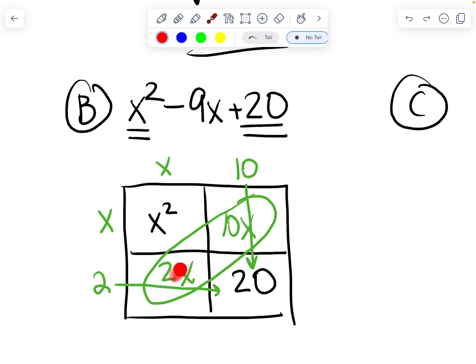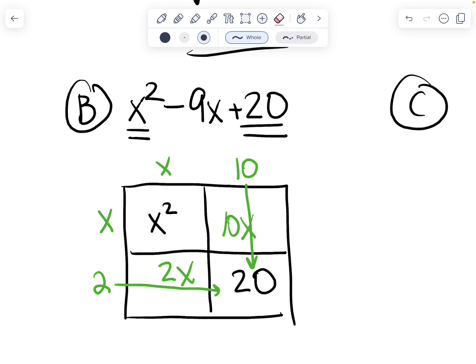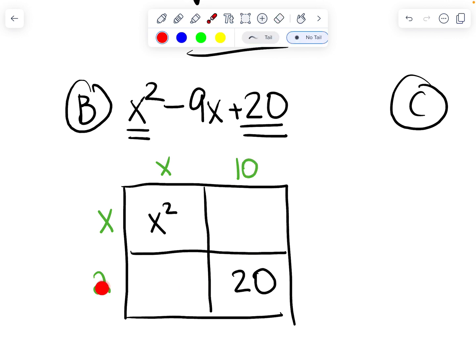So if we add 10x and 2x together, 10x and 2x is 12x. 12x is not what I have in the middle, which means I made a mistake. Nothing bad happens. All that means is you just have to undo some of the work you did. It means that the 10 and the 2 that you chose weren't the right answer. 10 and 2 does give us 20, but it doesn't give us the right diagonal.